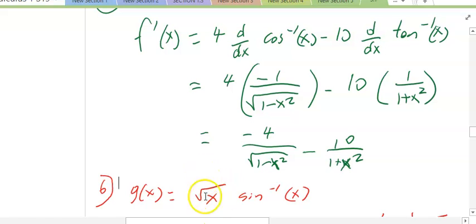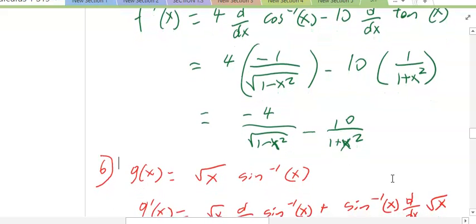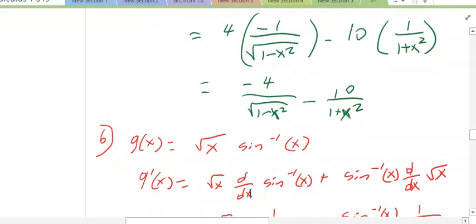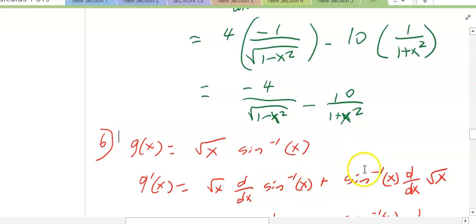Now notice here that this is a product. So we're going to apply the product rule as well as the inverse derivative theorem. So g prime of x would be equal to first times the derivative of the second, which is radical x d/dx sine inverse of x, plus the second, which is sine inverse of x d/dx radical x.